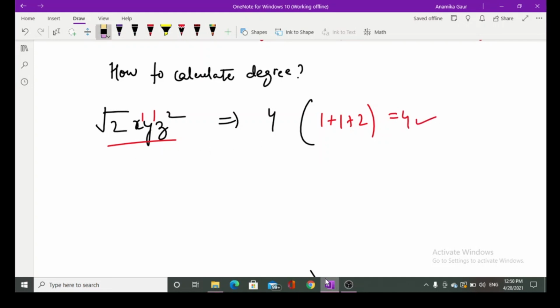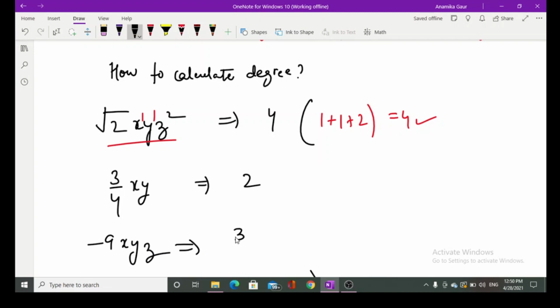The next example regarding the degree can be 3 by 4 xy. What is the degree here? The degree here is 2. Another example which we can take is minus 9 xyz. What is the degree here? The degree here is 3.